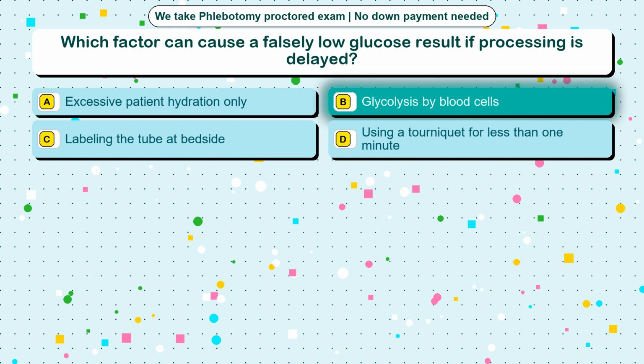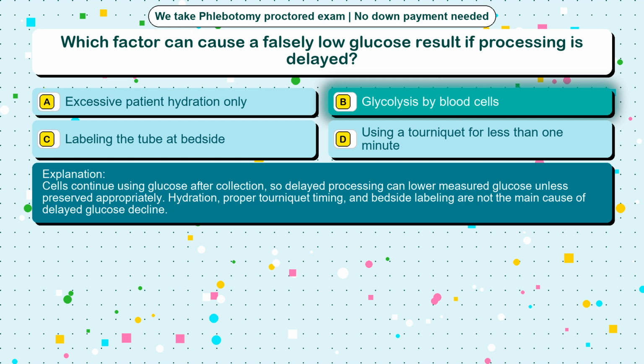glycolysis by blood cells. Cells continue using glucose after collection, so delayed processing can lower measured glucose unless preserved appropriately. Hydration, proper tourniquet timing, and bedside labeling are not the main cause of delayed glucose decline.